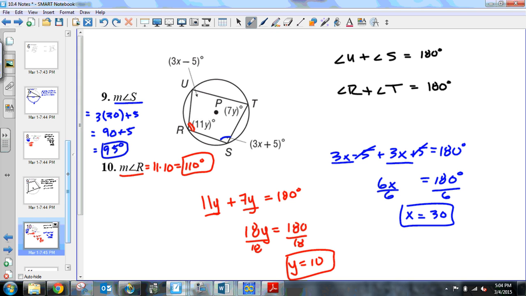So, again, guys, I'm just using the properties that we talked about in class, and using those properties of polygons and angles, of inscribed angles and inscribed polygons, to answer questions.